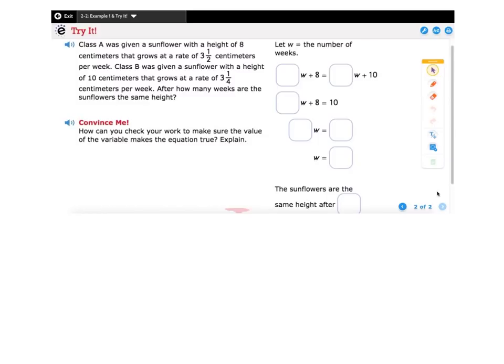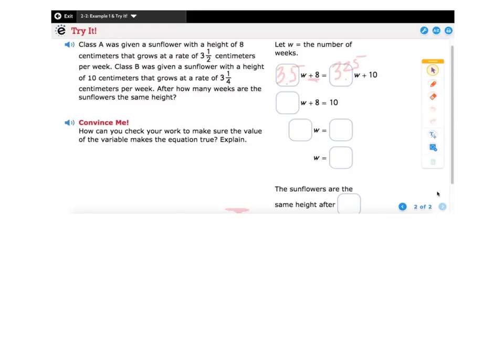Okay, so we want to write an equation that compares the two heights of them, right? I know Class A, theirs starts at 8. That's where we get this plus 8 from. And it grows at 3.5 centimeters per week, right? The other class, theirs grows at 3.25, right? 3 1/4. And you could use the mixed numbers if you want.